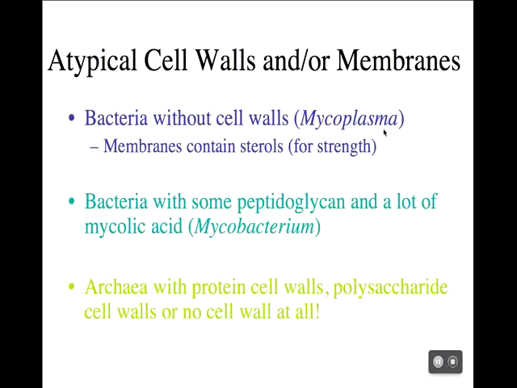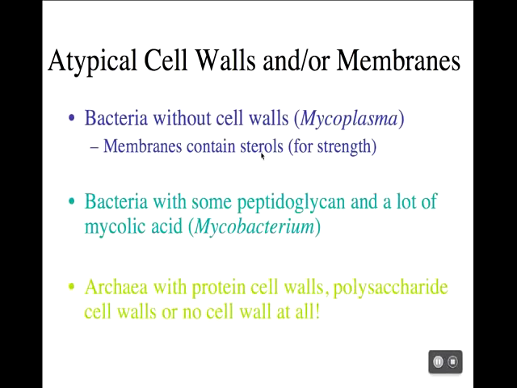Now, because of that, they do have some of those sterols in their membrane in order to provide a little bit of extra strength and rigidity to the membrane. Other bacteria don't need that because they have peptidoglycan, but mycoplasma does. So they're the one bacterial genus that lacks peptidoglycan and does have sterols in their membrane.